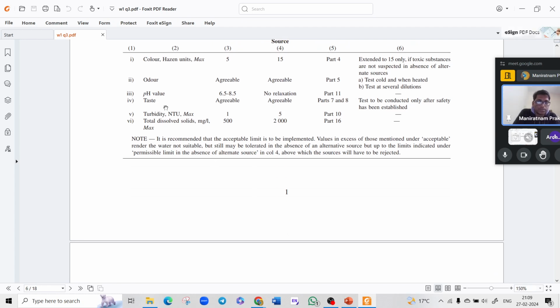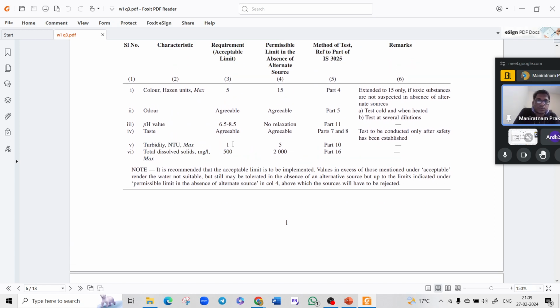But there is another thing, dissolved solids. It is desirable that we drink water having a TDS of 500 milligram per liter. But if you don't have any other source, you can drink more than 500 also. But that limit should not cross 2000 milligram per liter.